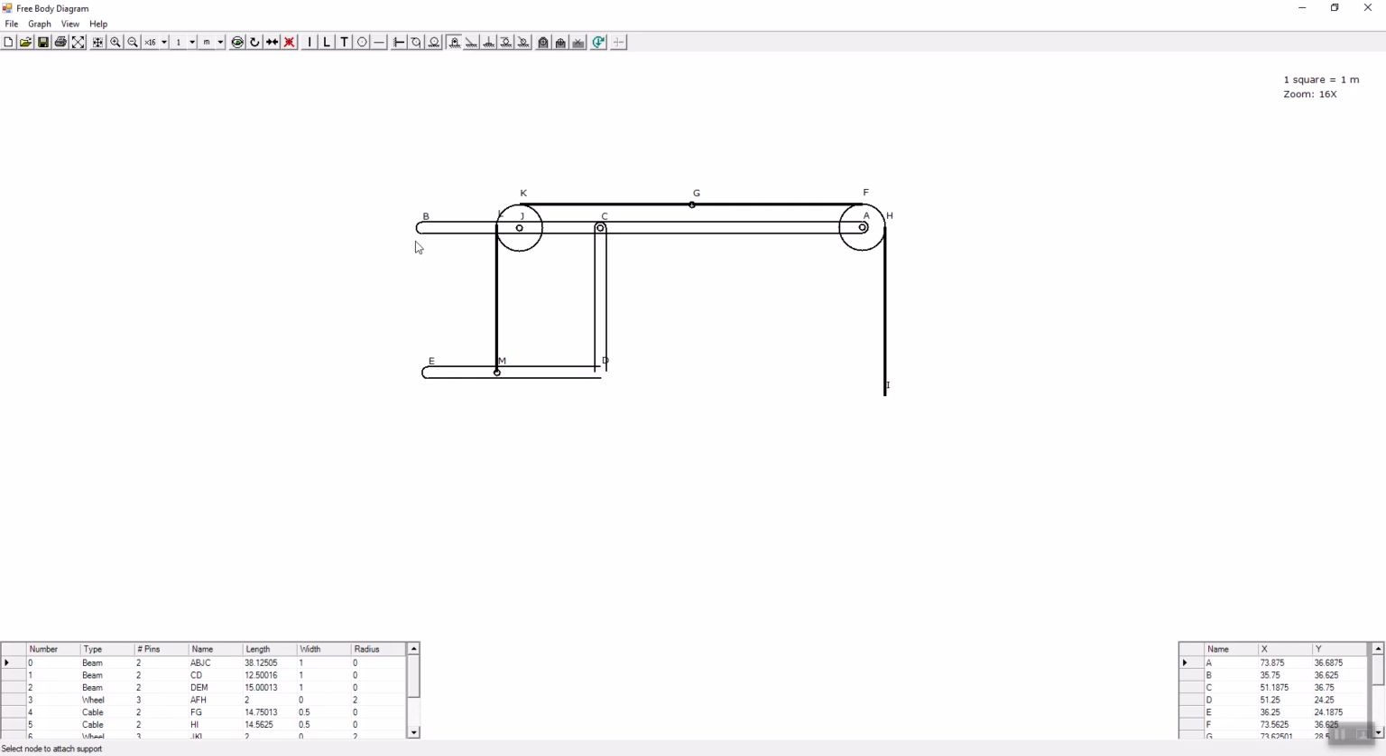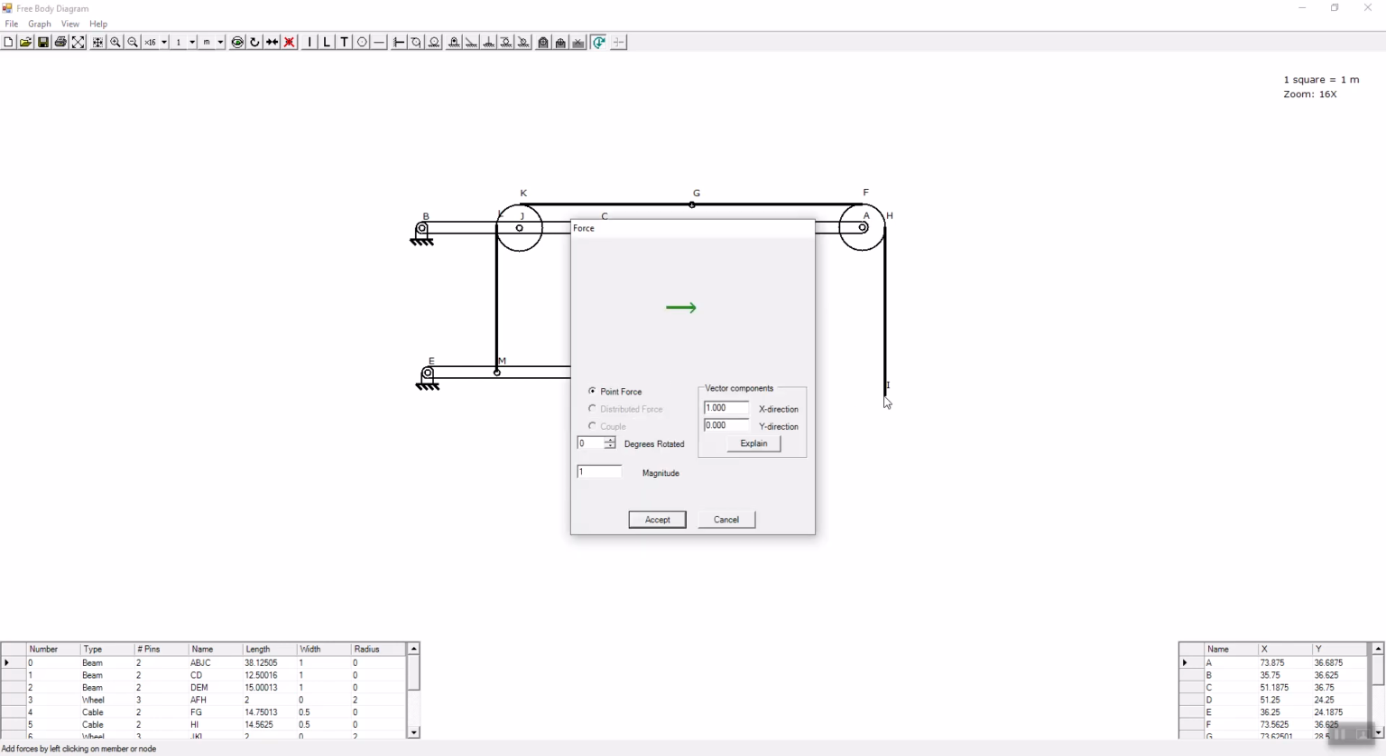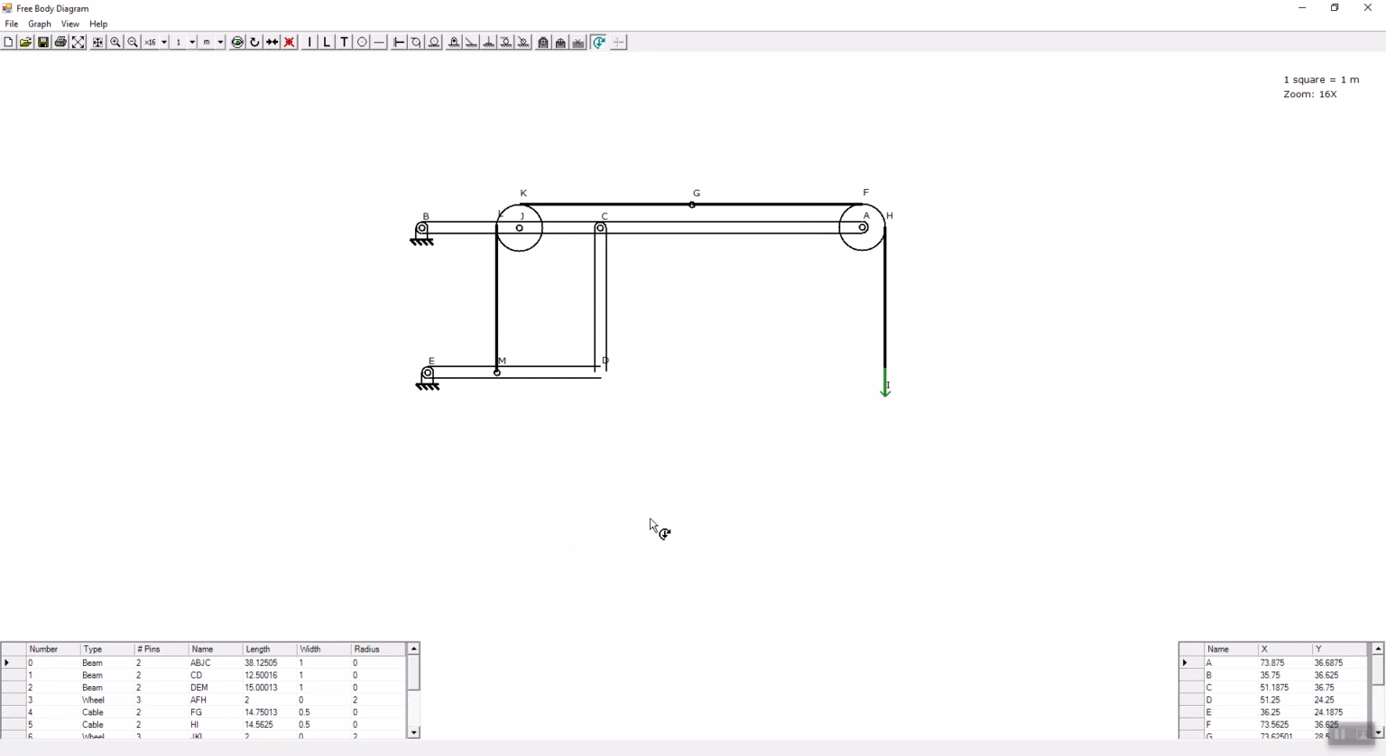We take a pin support, put it here, take another pin support, put it here. Now we are going to apply a load on this cable. Click on the load button, bring it here, and turn the load, make it vertical, so the load is applied. So now we have a loaded frame and we want to analyze this loaded frame.